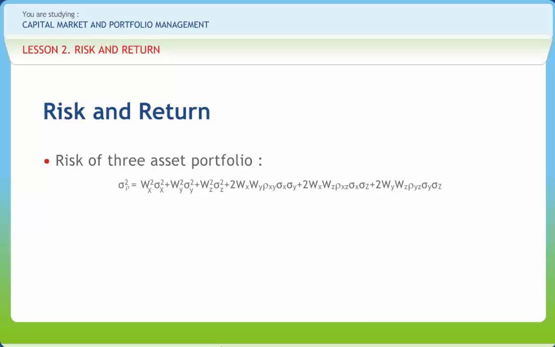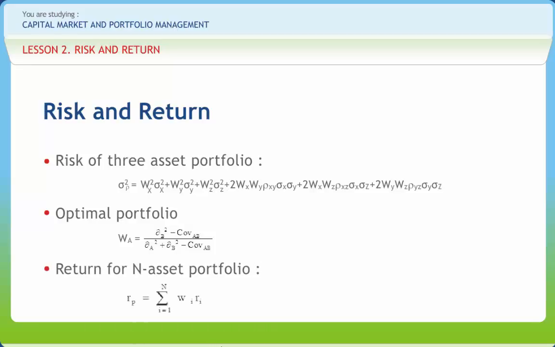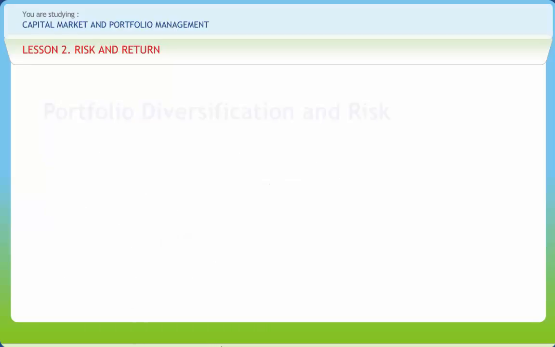The investor can minimize his risk on the portfolio. Risk avoidance and risk minimization are the important objectives of portfolio management. The minimum risk portfolio with two assets can be ascertained as follows. WA equals sigma B square minus covariance AB divided by sigma A square plus sigma B square minus two times covariance AB. And return for an n asset portfolio is calculated by the given formula.